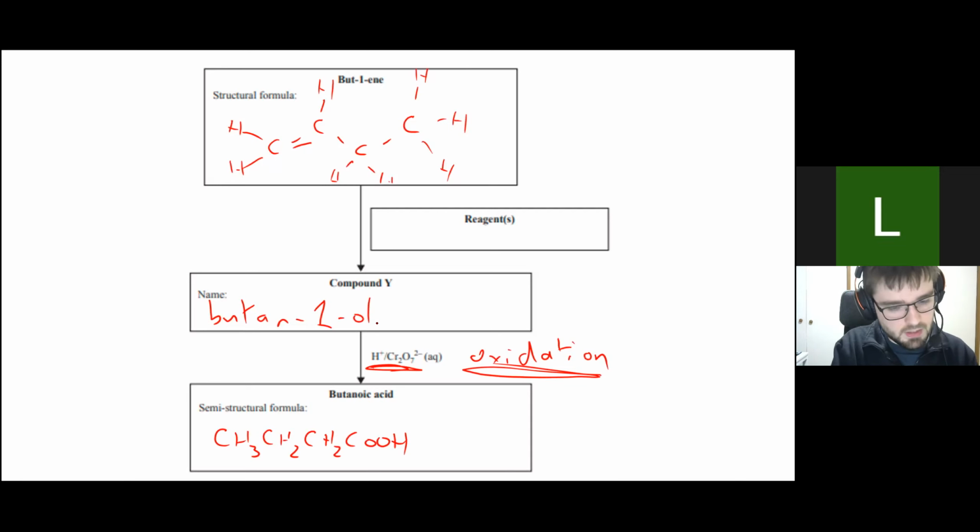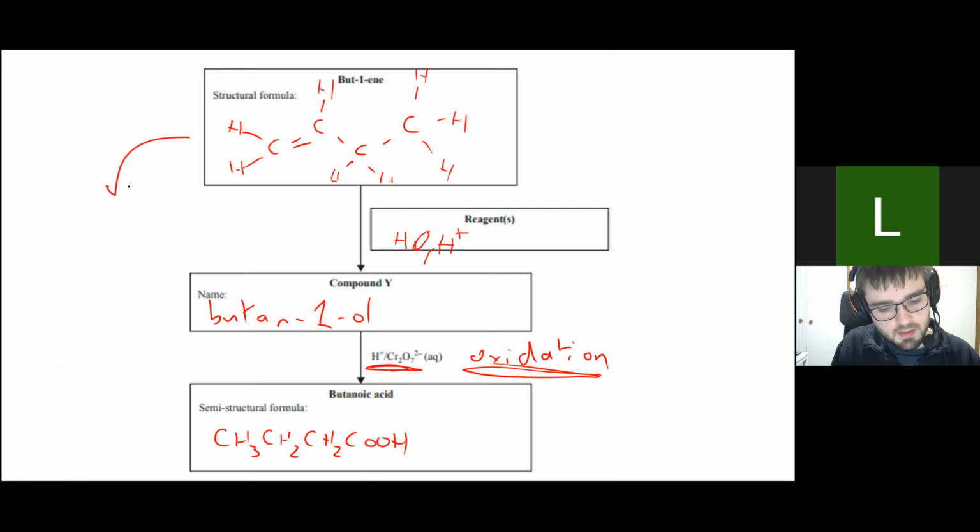All right. How do we get from but-1-ene to butan-1-ol? We're going to have to add water across it. So we're going to have to add H2O and H+. So we need to add H2O and H+ to get butan-1-ol.